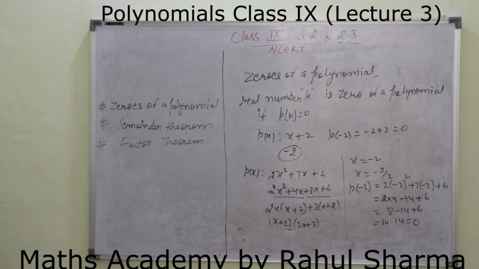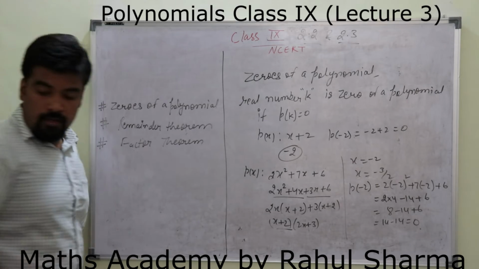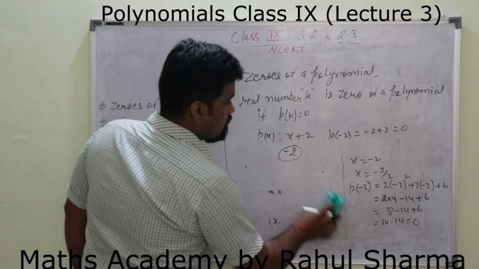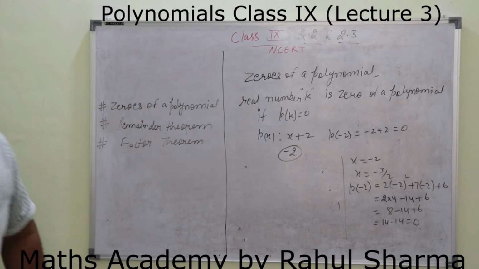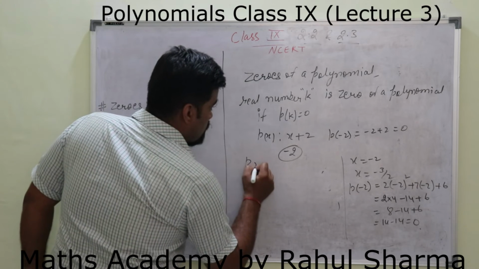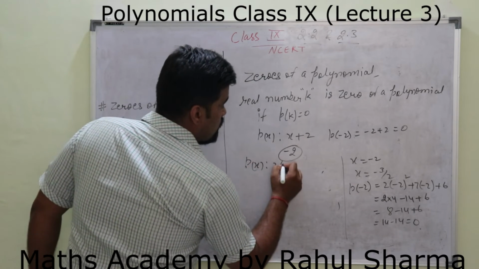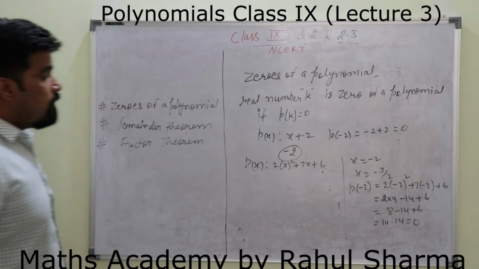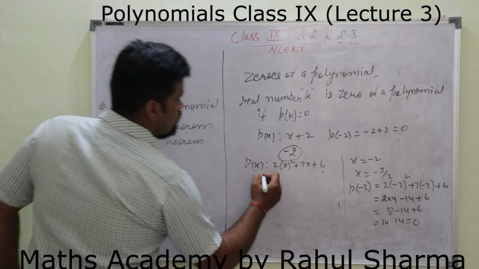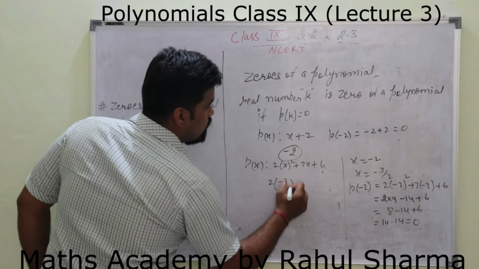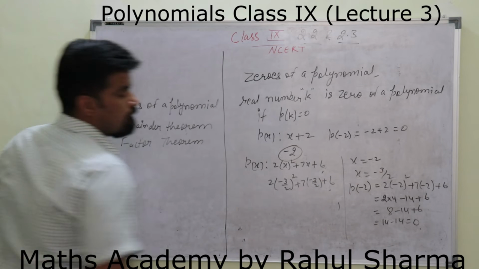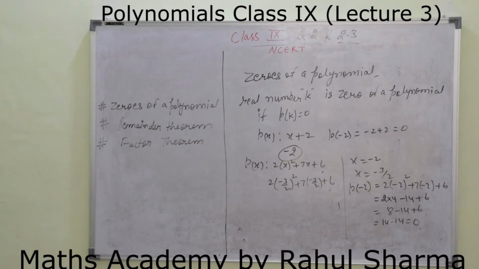Right? Similarly, when I find out the value of this polynomial, the polynomial is 2x square plus 7x plus 6. Now I am putting x is equal to minus 3 by 2. So 2 into minus 3 by 2 whole square plus 7 into minus 3 by 2 plus 6. So what will it become? Please solve it. You have 1 minute to solve it.